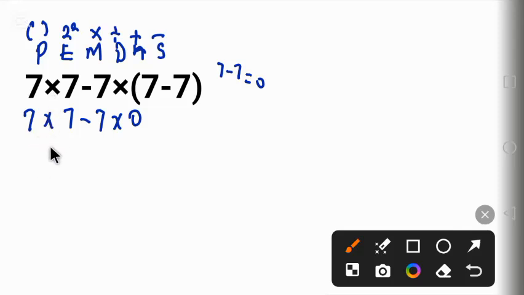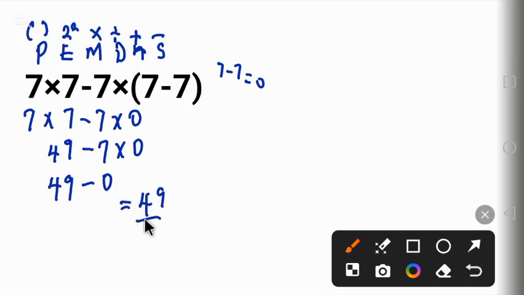7 times 7 will give us 49, minus 7 times 0. The next multiplication is 7 times 0. So 7 times 0 will give us 0. So we have 49 minus 0. And 49 minus 0 will give us 49.